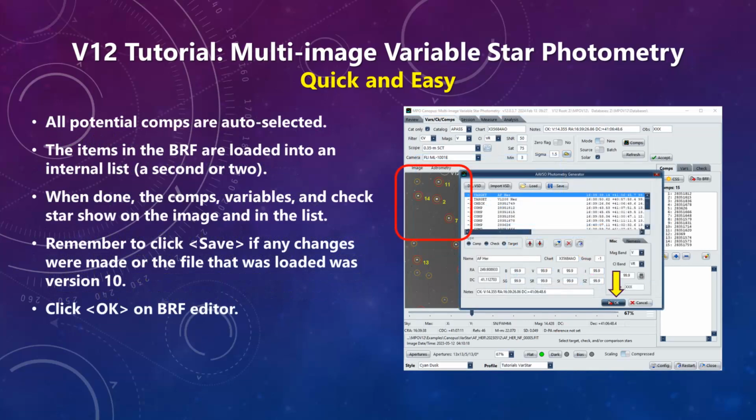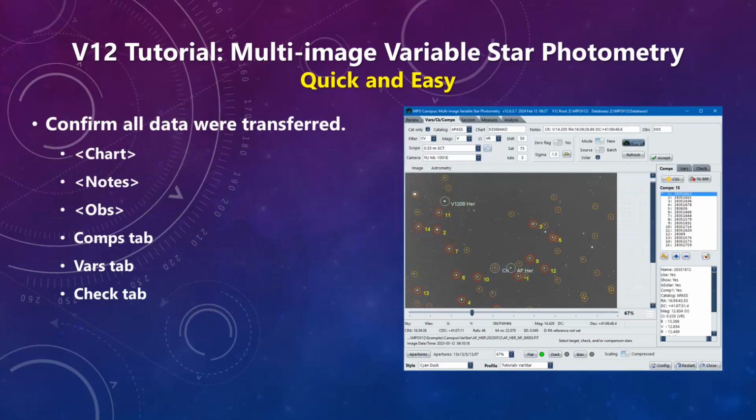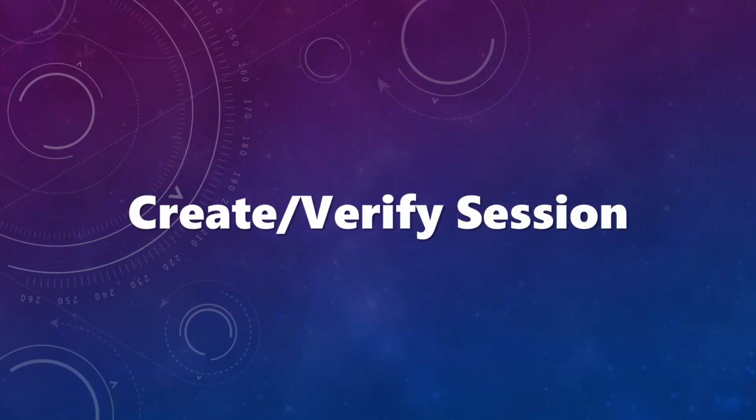All potential comps are auto-selected. Each item in the VRF is loaded into an internal list. This takes only a second or two. When done, the comps, variables, and check are shown on the image and in the list. Click the Save button on the editor if any changes were made or if the file you located was a legacy version 10 file. Click the OK button on the editor to close it. Confirm everything, comps, variables, check, before you proceed.